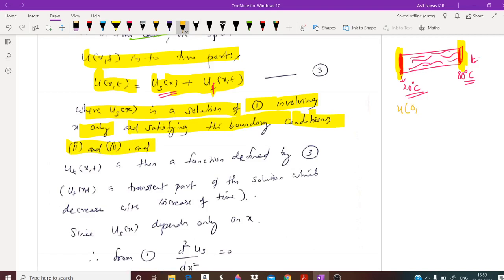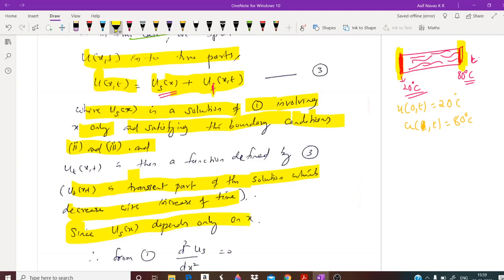u of 0,t is equal to 20 and u of L,t is equal to 80. So these are fixed temperatures. So u_1 of t is the transient part of the solution, which decreases with the increase of time. And also u_s of x depends only on x, because its endpoint temperature will always be constant.